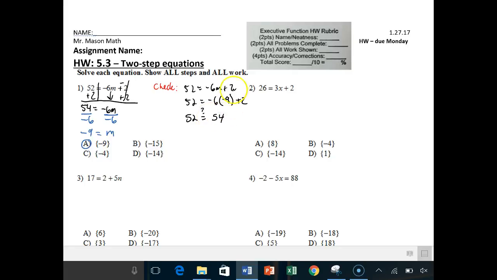54 plus, oops, this is a negative 2, my fault. Is 52 equal to 54 plus negative 2? And yes, it is, because 52 is equal to 52. This side is equal to 52. So that checks out. We're good to go. So again, I will have you write this down here, just so you don't forget: 26 equals 3x plus 2. That's your check part. So I'd pause and try and do number 2.